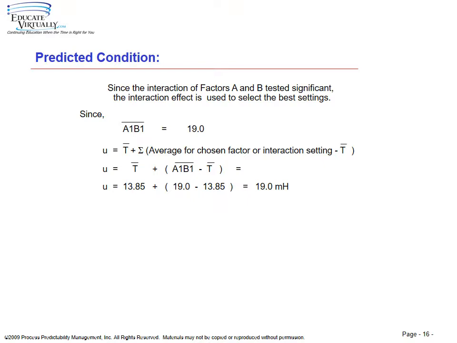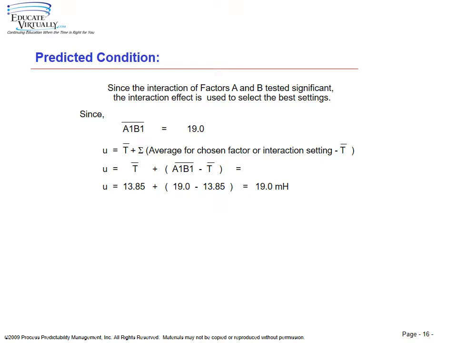So in this case, the A1-B1 combined effect gave us an inductance value of 19. That was the highest inductance value. It's less than 20, but it's almost 20, and that's what we were trying to do, get as close to 20 as we could without exceeding 20.